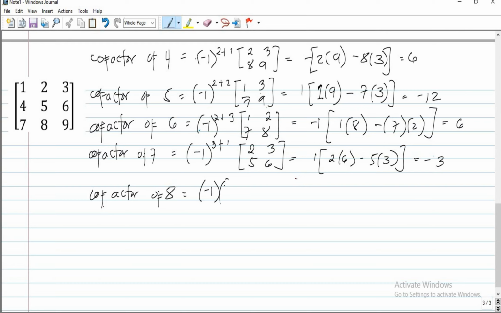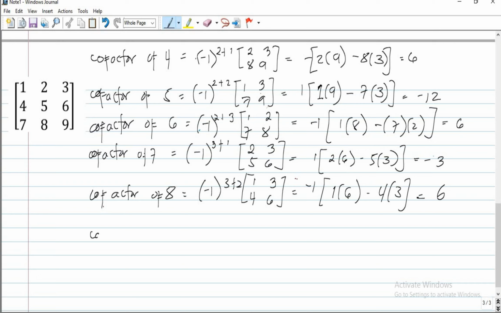Equal to negative 1, 3. So for the cofactor of 8, I have here negative 1 raised to row 3, column 2, multiplied by the elements 1, 3, 4, and 6. That is equal to negative 1 multiplied by 1 times 6 minus 4 times 3, equal to 6.